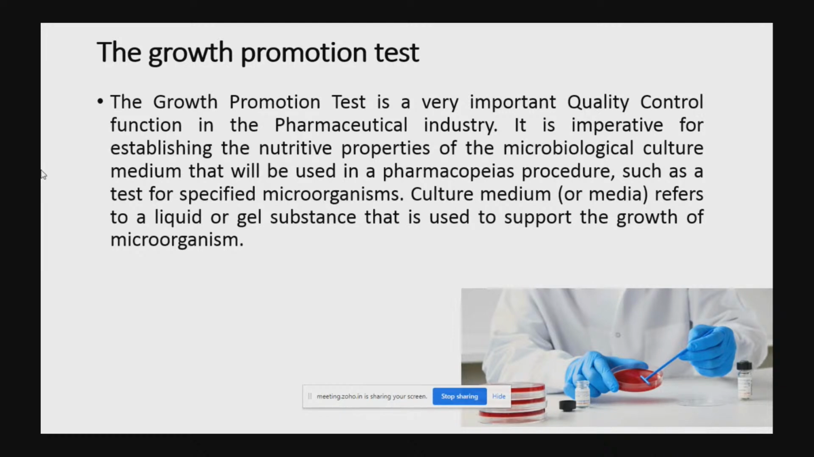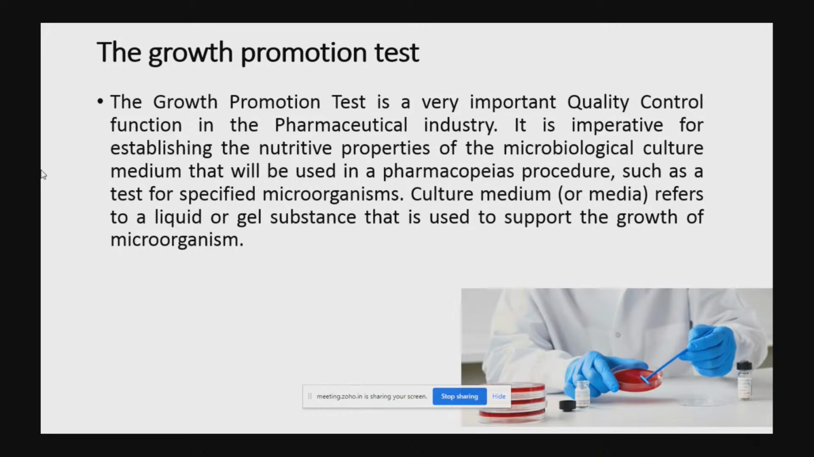The growth promotion test is very important in the quality control function in the pharmaceutical industry. It is imperative for establishing the nutritive property of the microbiological culture medium that will be used in a pharmacopoeial procedure, such as the test for specified microorganisms. Culture media, or media, refers to a liquid or gel substance that is used to support the growth of microorganisms.